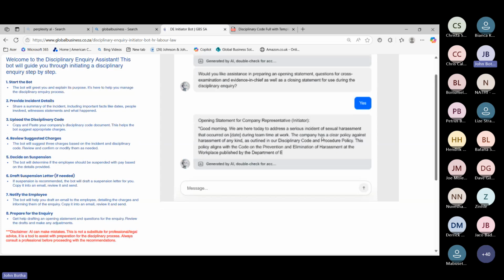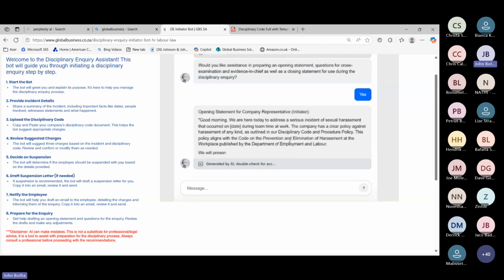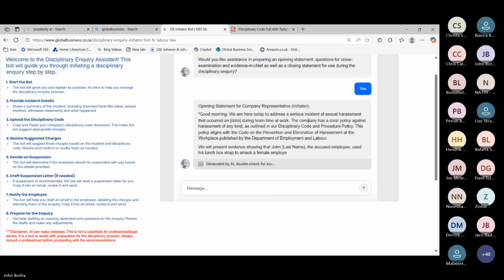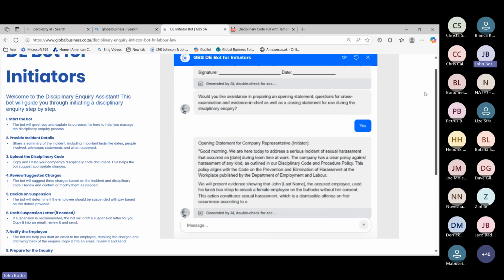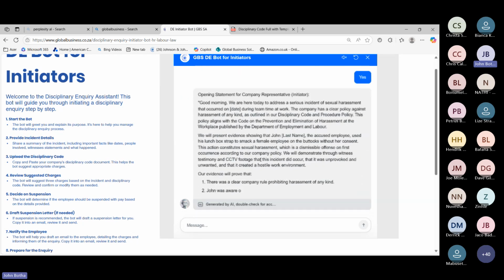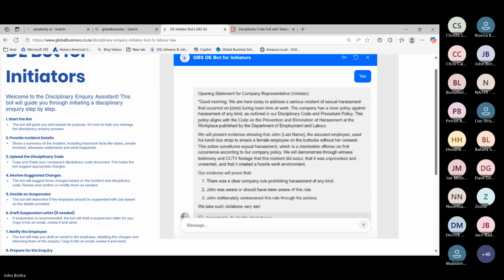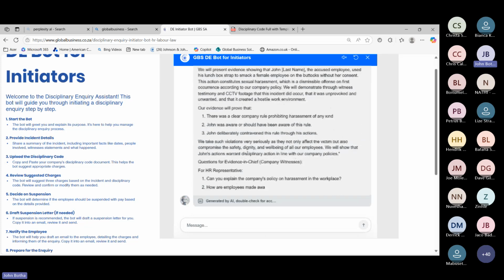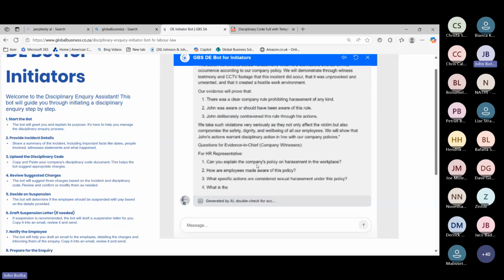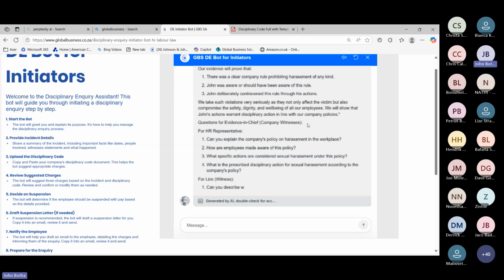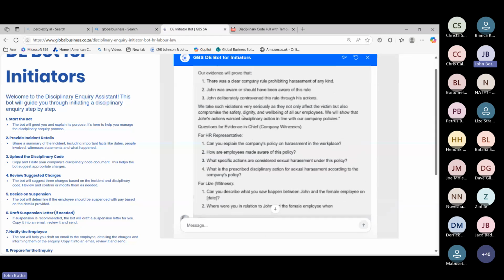It now gives a full overview of the opening statement for this particular matter. And your initiator can obviously print this out. There's the opening statement. It will then also suggest evidence in chief questions, open-ended questions to your own witness. And there we go. And then it will give questions for cross-examination. So you can see open-ended questions for evidence in chief.